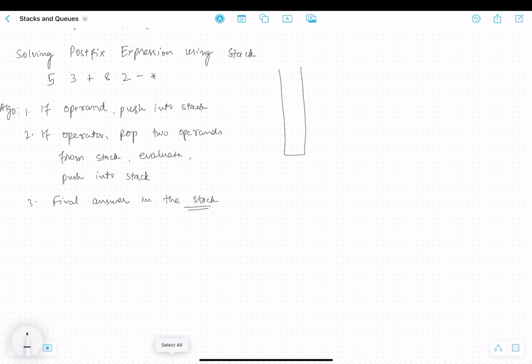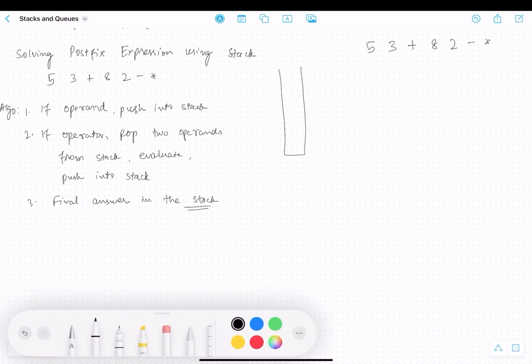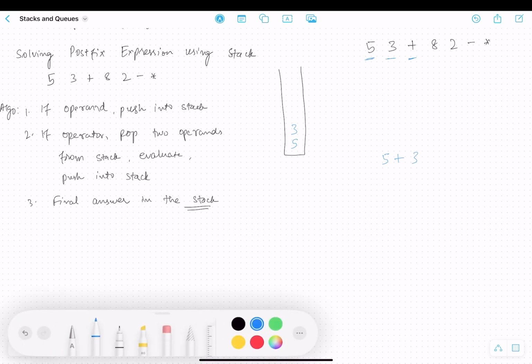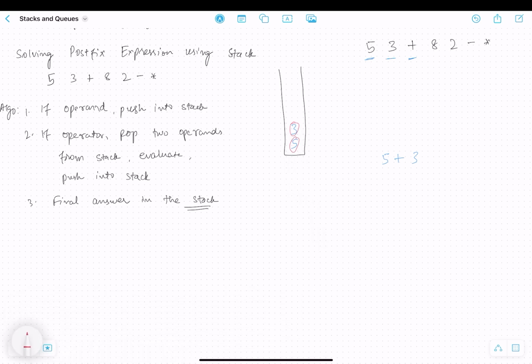Okay, our expression I'm writing here also, 5, 3 plus 8, 2 minus multiply. Let's use a different pen. We get a 5. It is an operand. Push into the stack. Again, this is done. Again 3. First point. Push into the stack. What is the next? An operator. Point 2. What we have to do? Pop two operands. 3 and 5.